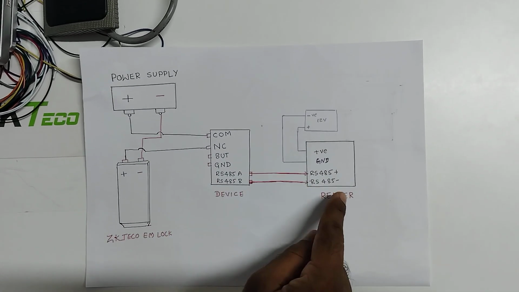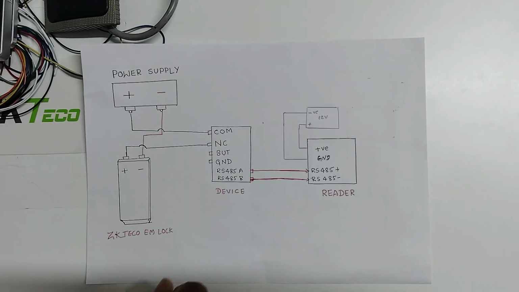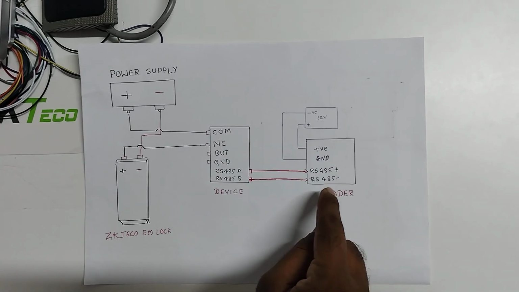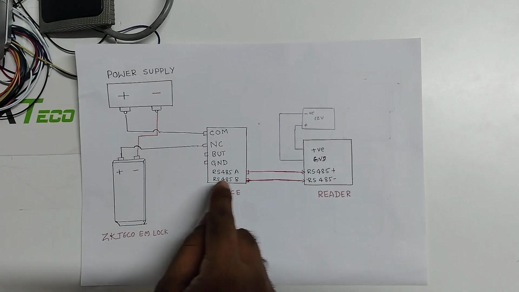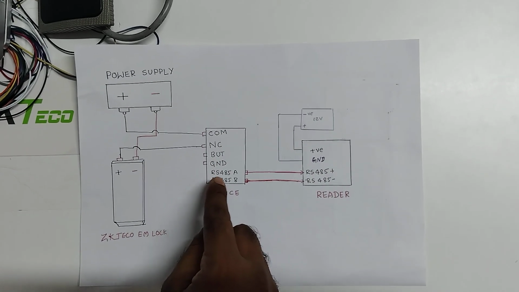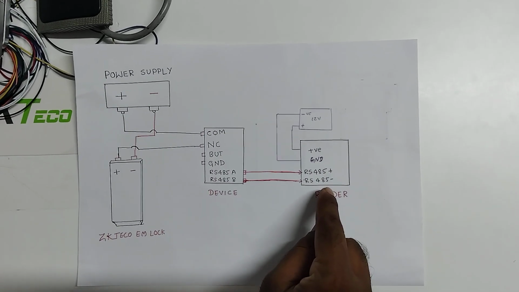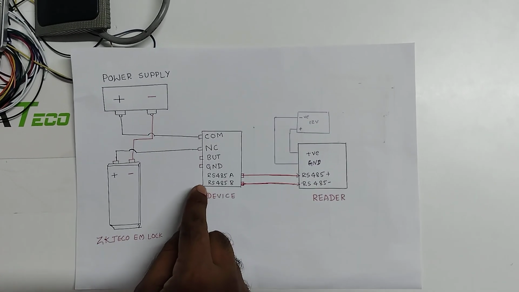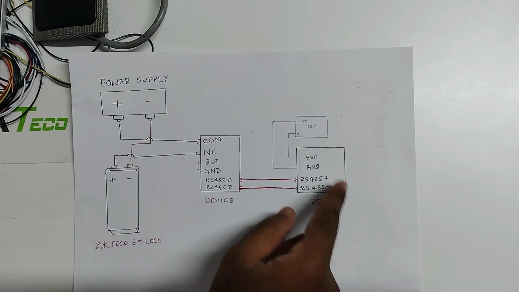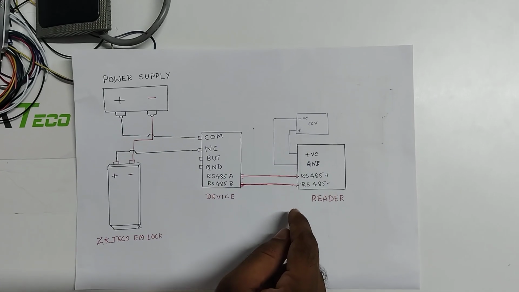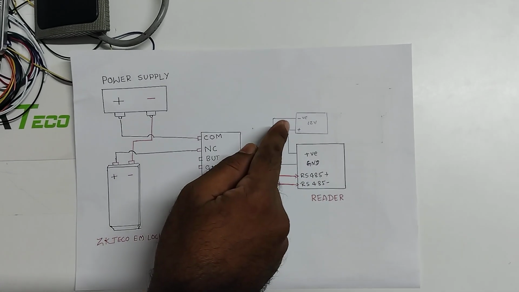Now I am going to explain how to connect the RS485 reader with the mini AC device. From the RS485 reader, positive should be connected with the mini AC device RS485A and RS485 negative from the reader should be connected to the device RS485B. This reader requires 12 volt power supply. So for that I have given the external power supply 12 volt.